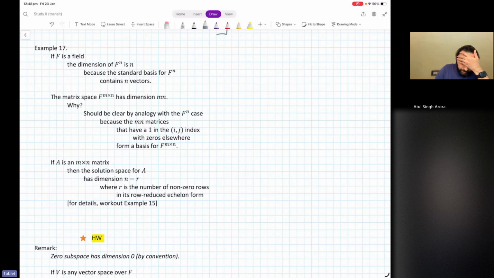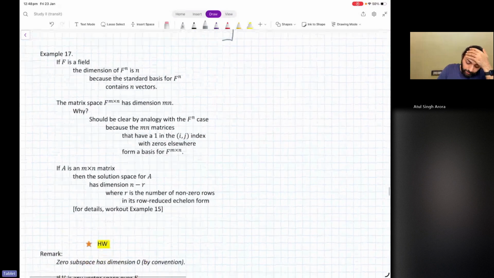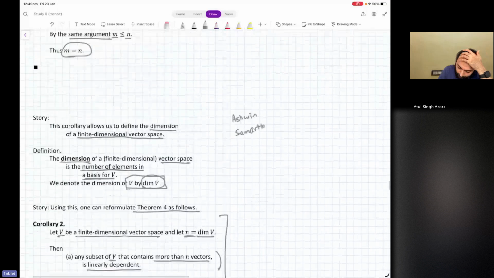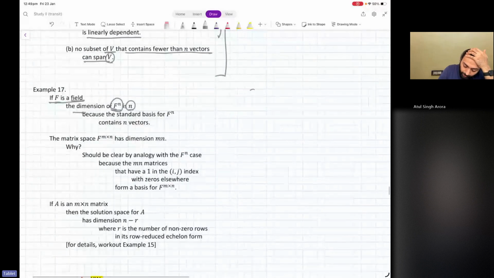All right, now let's look at an example. Example 17 says the following. If F is a field, then the claim is that the dimension of F to the n is little n. It's just a very quick example. And why is that? Wait, what was your name? I forgot. Samarth, why do you think that is?